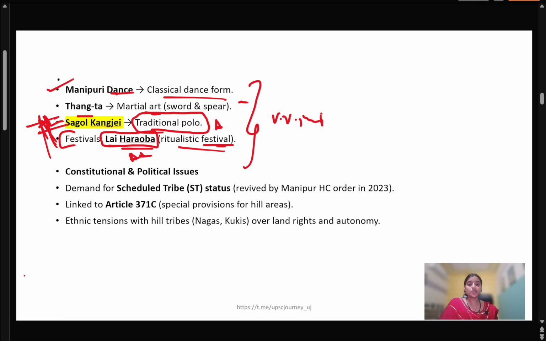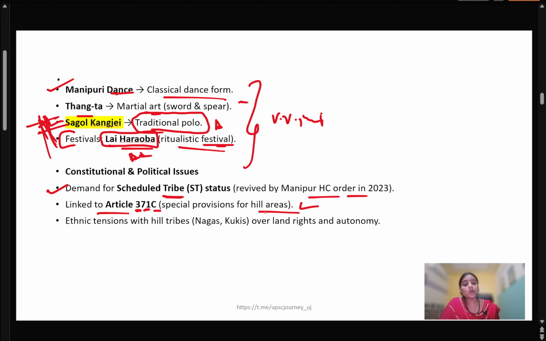Talking about the constitutional status of this Meitei tribe. Now, as you know, these are in minority, so they are demanding scheduled tribe status. Reviewed by the Manipur High Court in 2023. Linked to Article 371C that provides special provision for the hill areas. Because this is a hilly area, that's why they are closely linked with Article 371C.